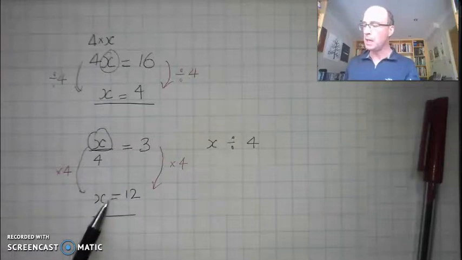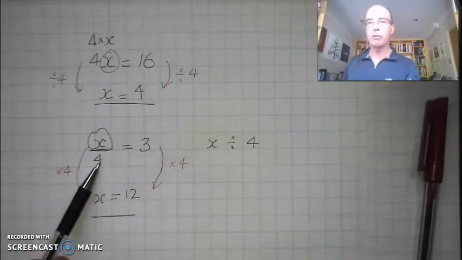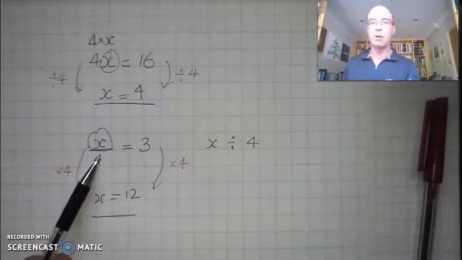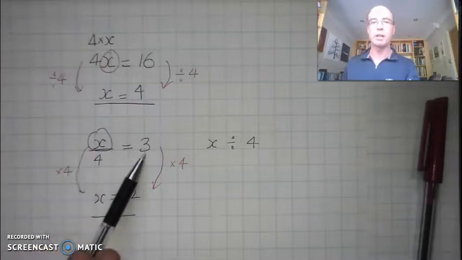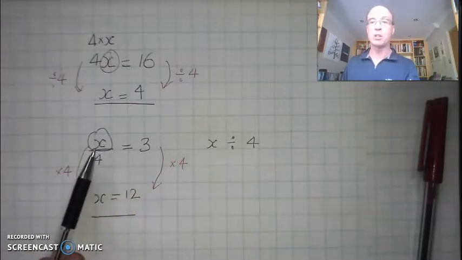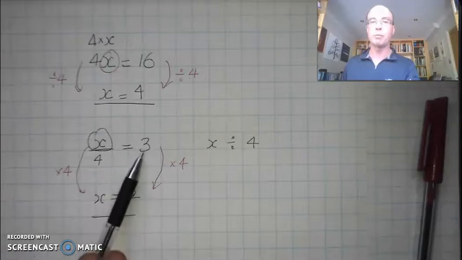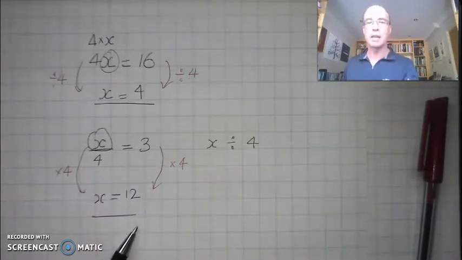So for this one, if x is 12, or 12 over 4, I know I can simplify down. 12 divided by 4 is equal to 3. Divide top and bottom by 4, and I'm left with my 3. So it makes sense. Do your sense check once you've got to the end of each of your questions.